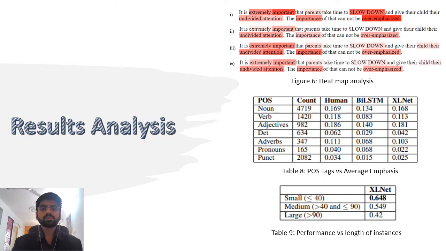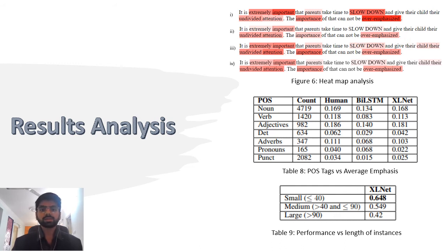Additionally, we have also provided a detailed analysis of our results and predictions in our paper. Figure 6 shows the emphasis heat map analysis of our predictions, which correspond to ground truth, BiLSTM-ELMo model, XLNet model, and best ensemble model respectively from top to bottom. All the models shown in this heat map were the best performing models from both these approaches, BiLSTM-ELMo and XLNet.